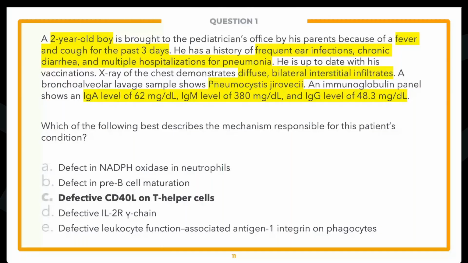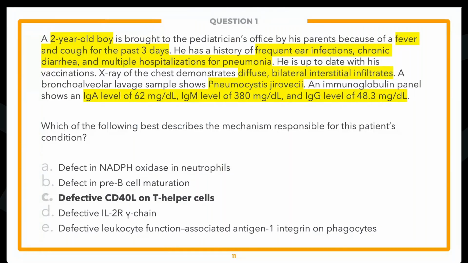Again, these questions can get a little tricky, especially because they're very basic science heavy. They talk a lot about what's happening on a cellular level, as opposed to the clinical stuff that we may be more used to when we take care of patients. But these are all very high yield and very much a Step 1 style question. So let's figure out the diagnosis and then figure out what's going on.